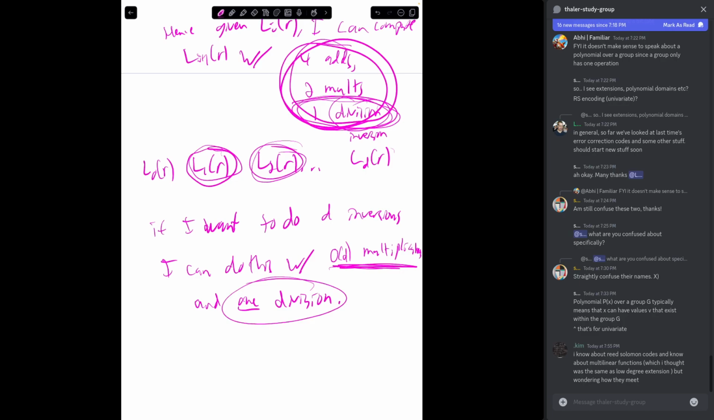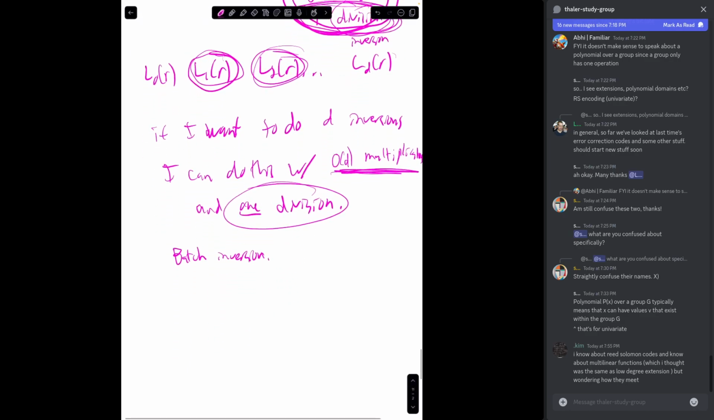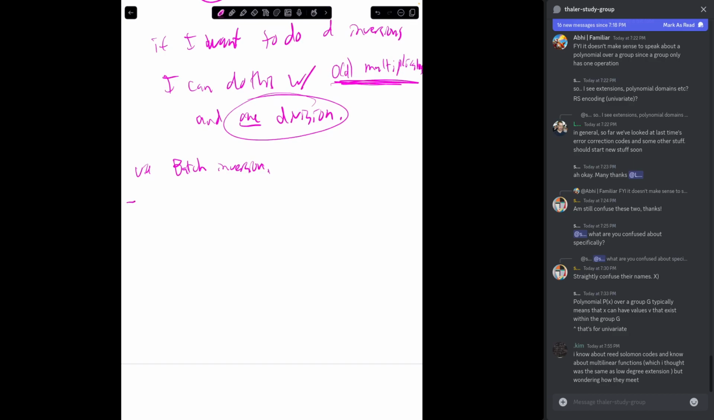So this is called batch inversion, or people call it Montgomery inversion. And rather than cover the details, I'll just state it as a fact. It's not hard. It's really not a challenging thing. I just wanted to mention it. And so that's how univariate Lagrange interpolation works.